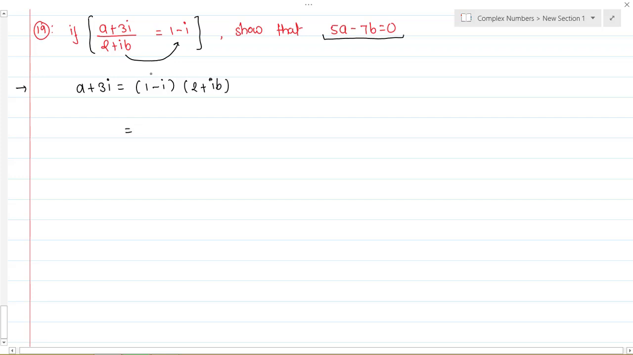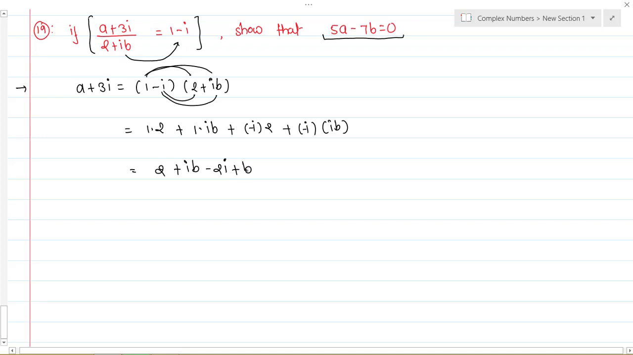Now if I solve this, solve means open these two brackets. So 1 into 2, plus 1 into ib, then plus minus i into 2, plus minus i into ib. So this is equal to 2 plus ib, then we have minus 2i, then i into i is minus 1, minus minus plus 1, plus b. So if I take the common things, the real part is 2 plus b and the imaginary part is b minus 2 and i, and if I compare these two equations, what I will be getting?